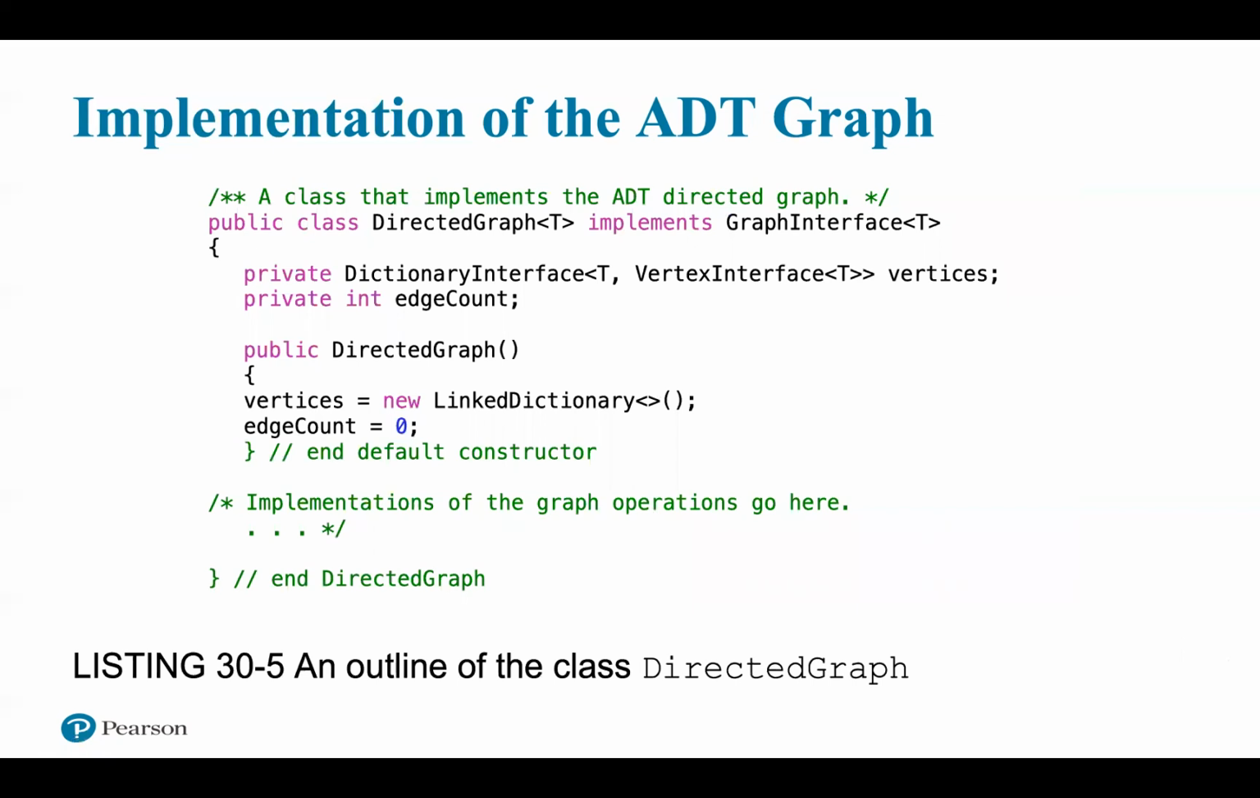Our class begins as shown in Listing 30-3. Recall that the generic type T represents the data type of the objects that label the graph's vertices. The class's first data field is a dictionary of vertices. A count of vertices is not necessary since the dictionary will count the vertices for us. Since each vertex maintains its own adjacency list, the edges in the graph are not easily counted. Thus, we should maintain an edge count as a data field within the graph class.